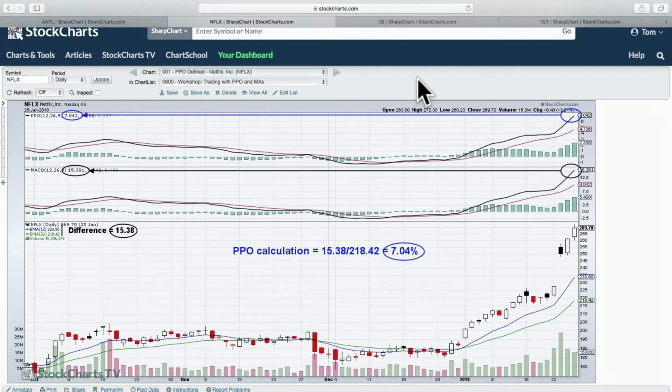Well, I think this pretty much explains it. I don't think I need to go into the detail of showing individual charts, but Amazon and Sirius are going to obviously show you different charts based on this. So just understand that the MACD is the dollar difference and the PPO is the percentage difference.